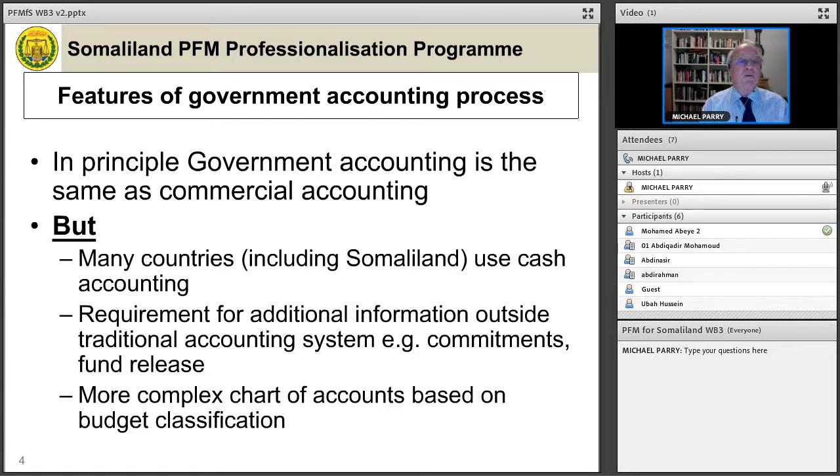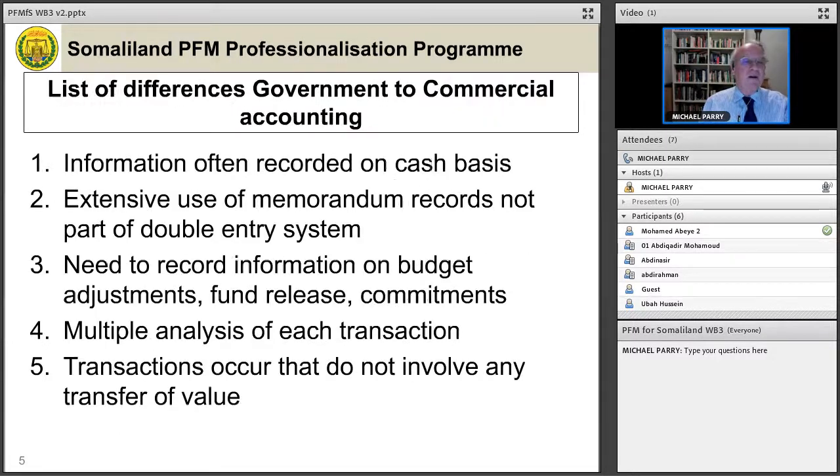Secondly, there's a requirement for quite a considerable amount of additional information outside of the traditional accounting system. We've seen some of that when we looked at budget execution, information on commitments and on fund release, for example. And as we'll see today, you get a more complex chart of accounts for government entities than for the commercial sector because you require more analysis. So although fundamentally the same, there are these differences. There's a list in your workbook which summarizes these.